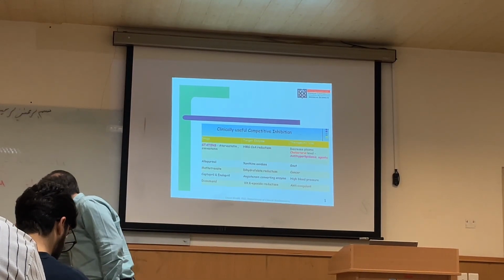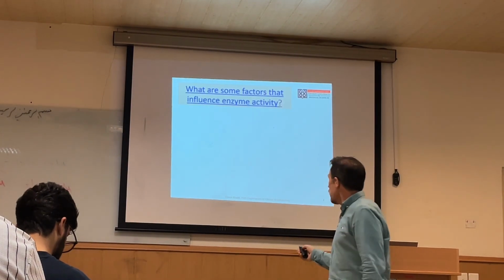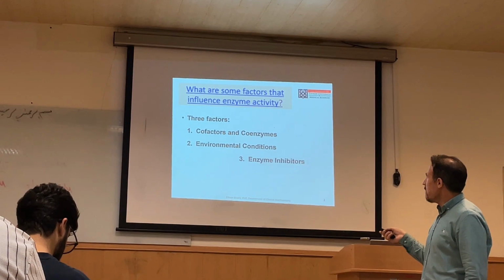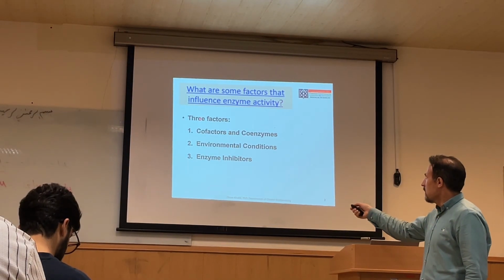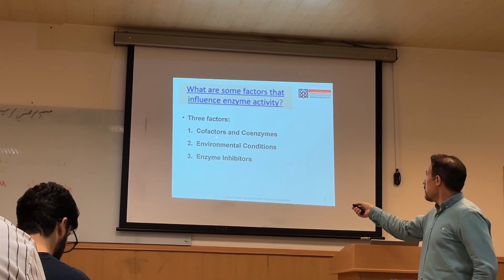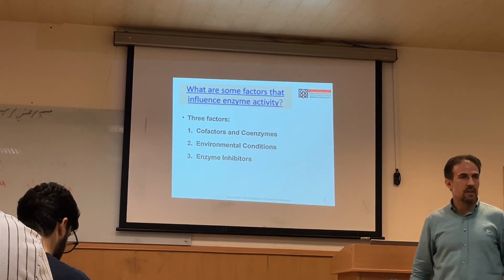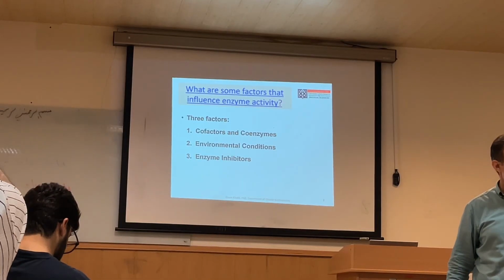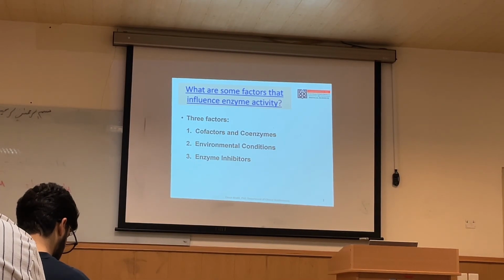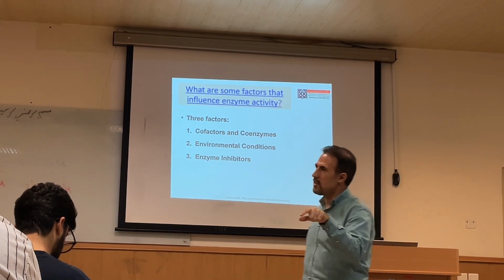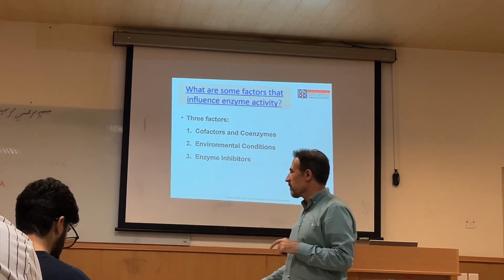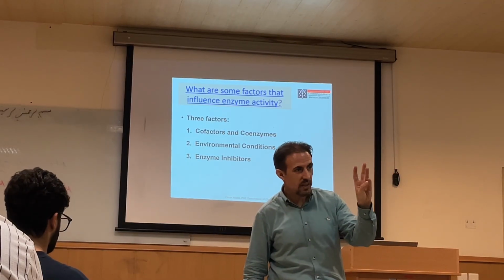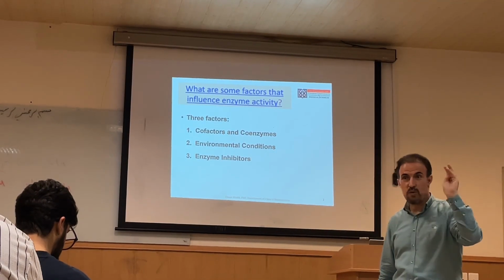So, in this part, we are going to talk about what factors can affect enzyme activity. 3 factors. One of them is cofactors and coenzymes. Vitamin deficiency is a kind of not having that enzyme. So vitamins are essential because all of these enzymes are working with vitamins. Another one, the environmental conditions: pH and temperature. Both are essential.